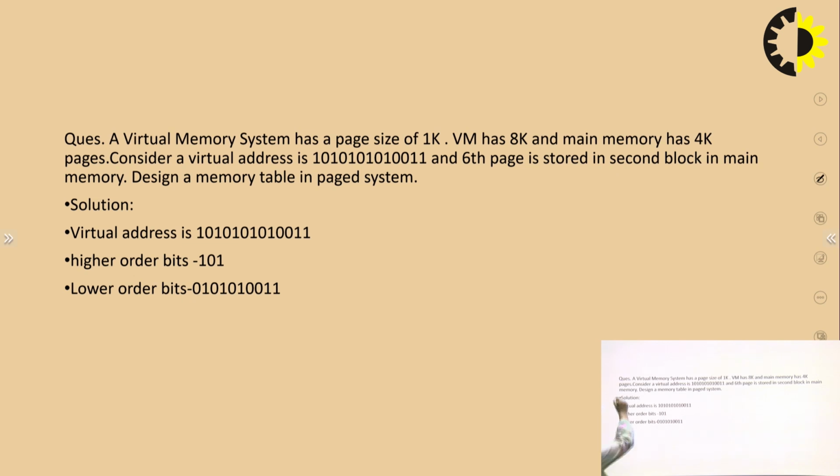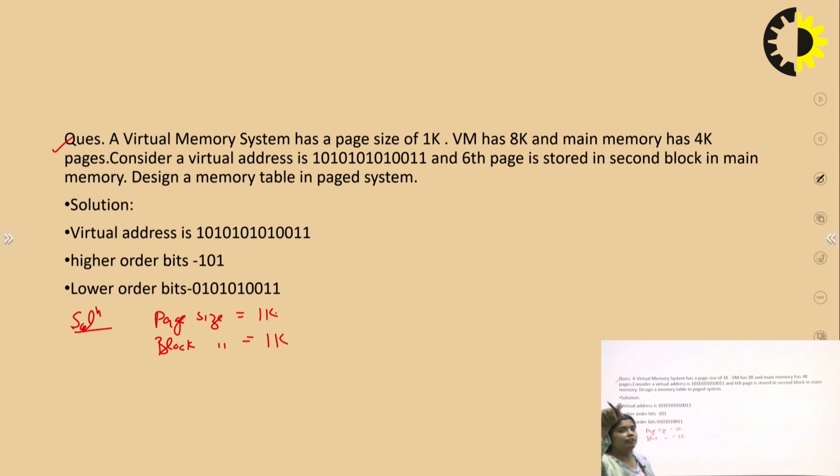Suppose this question is there. Suppose the virtual system has a page size of 1K. It means the block size is again 1K. So you can find in the solution that the page size is 1K, and also the block size is again 1K.